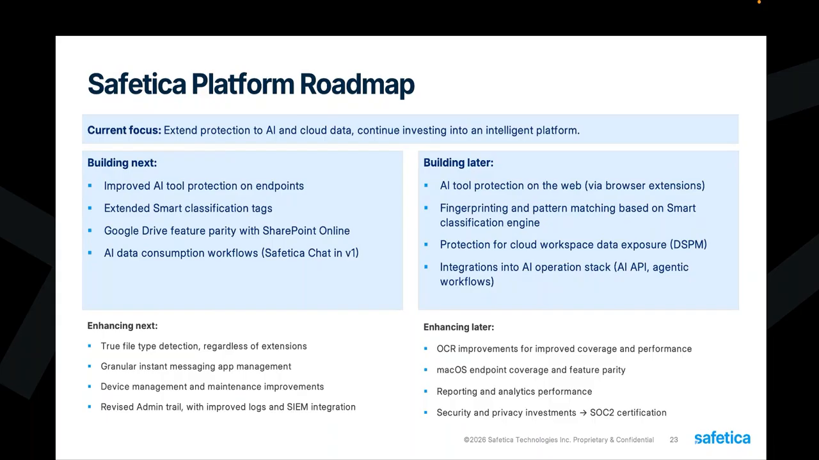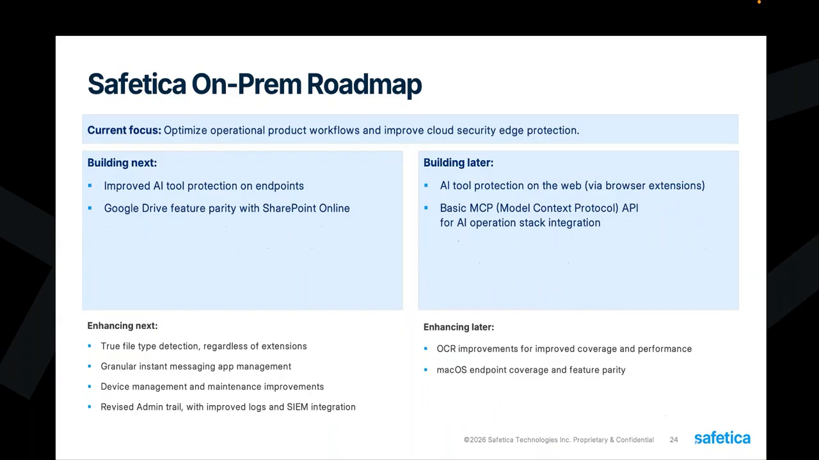For our on-prem products, many things still overlap, so you can also expect AI tool protection for on-premise. We also plan to introduce basic MCP API for AI operating stacks, and we are also enhancing the existing capabilities with better TrueType detection, improved instant messaging management, and also we are addressing a lot of feedback coming for device management and the way you can manage endpoints today. So stay tuned if this has been a pain point for you. We are very much focused on that, and hopefully we will see the first fruit of our effort very shortly.